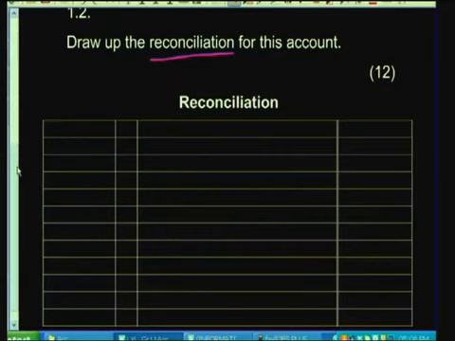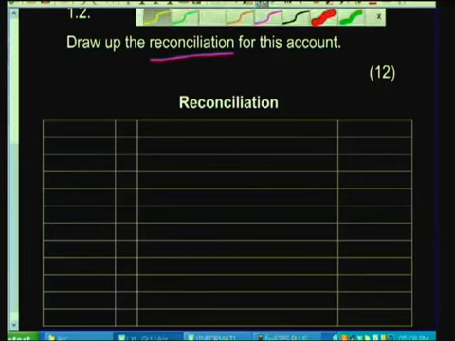Now let me show you, let's go back to our answer sheet and have a look at how the creditors reconciliation statement looks. Very important is that you can get two different types of creditors reconciliation statements. Sometimes they have two money columns and other times they have only one money column. The one money column is easier because instead of having debits and credits, you have positives and negatives.